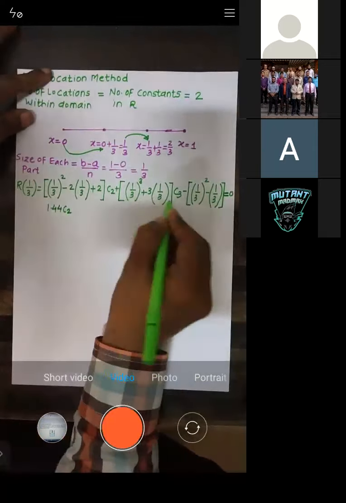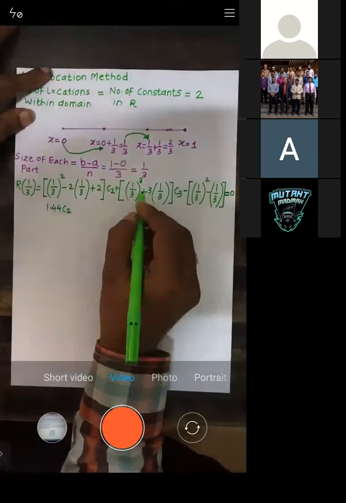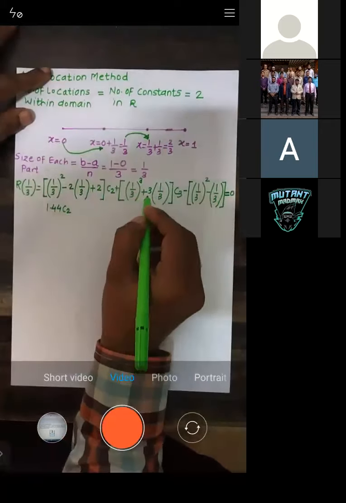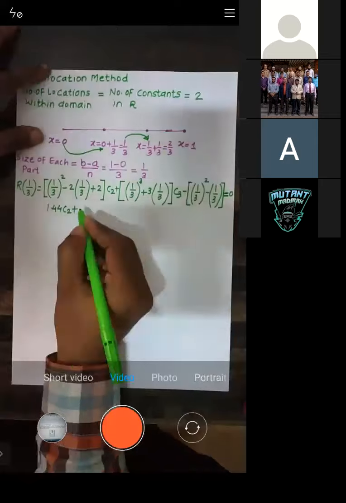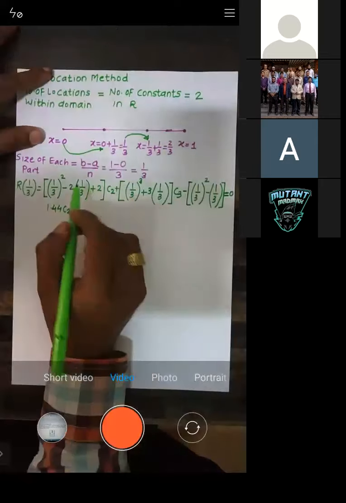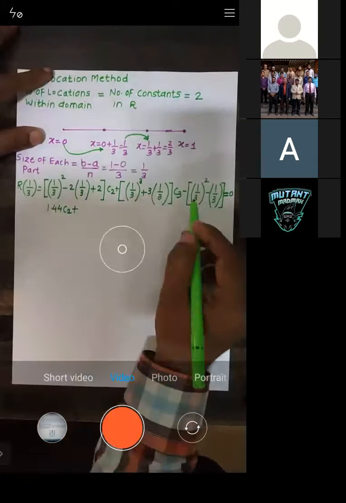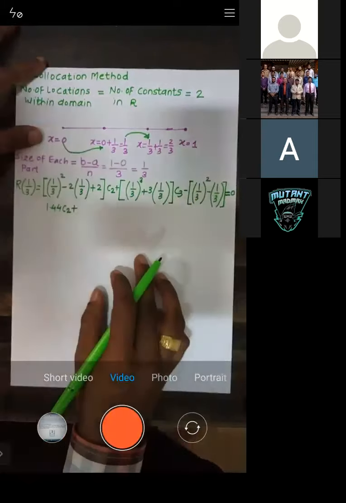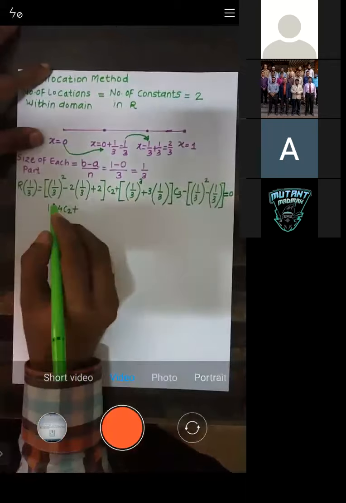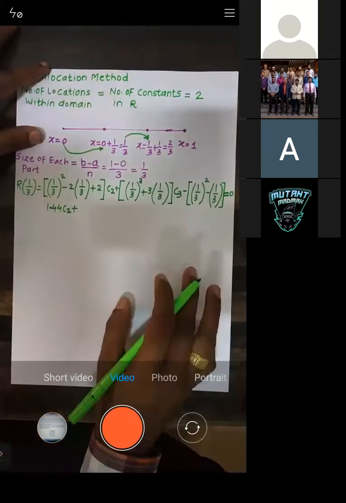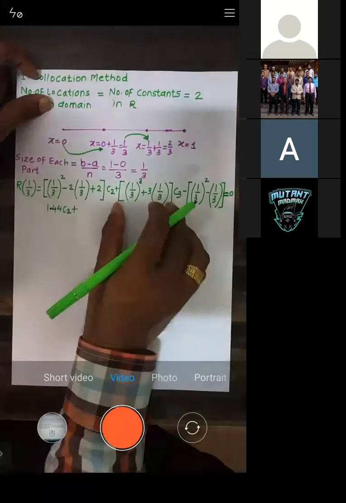Okay, let's do this calculation: 1 by 3 cube plus 3 into 1 by 3. This value, do it fast. Any one of you can do this. This is 1.44, yeah. Oh, I know it. That is only I written, no? 1.44. You can see. Next, this thing. Do it fast.